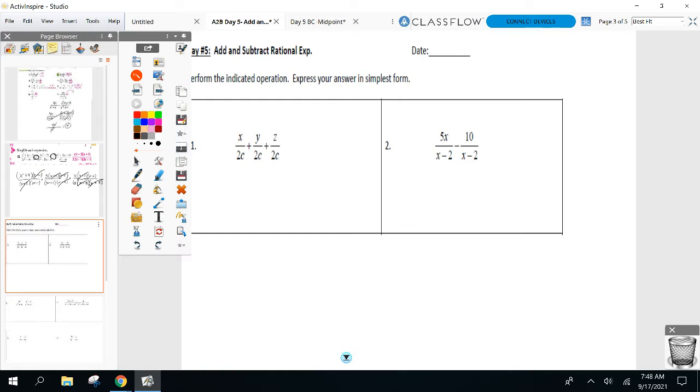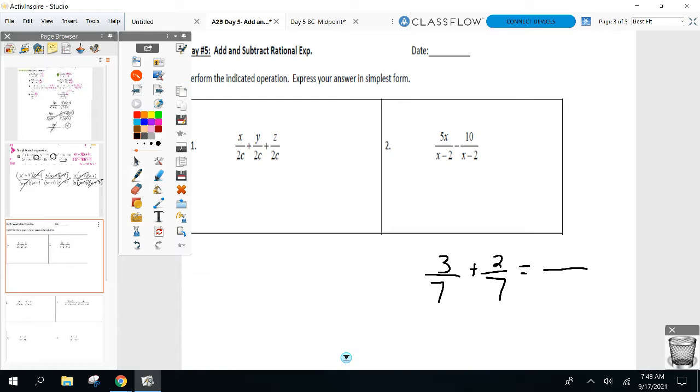I don't know if you guys remember when you started adding and subtracting fractions, the denominators have to be the same. Okay, they got to be the same. And when you finally do get denominators that are the same, do you add them or subtract them?